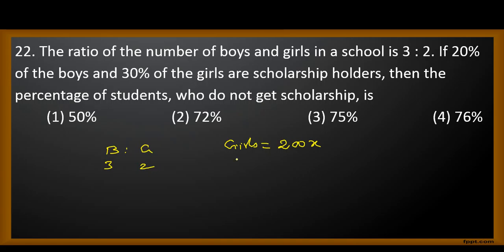If girls is 200x, then boys will be how much? 300x. How am I getting 300x? Because the boys to girls ratio is 3:2. If 2 parts equal 200x, we're assuming that 2 parts equal 200x, then 3 parts will become 300x. Why am I choosing 100x? Because it deals with percentage. Now simple. How much percent of the girls get a scholarship?